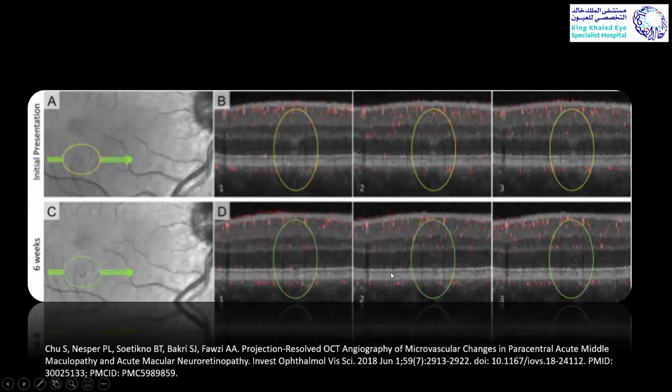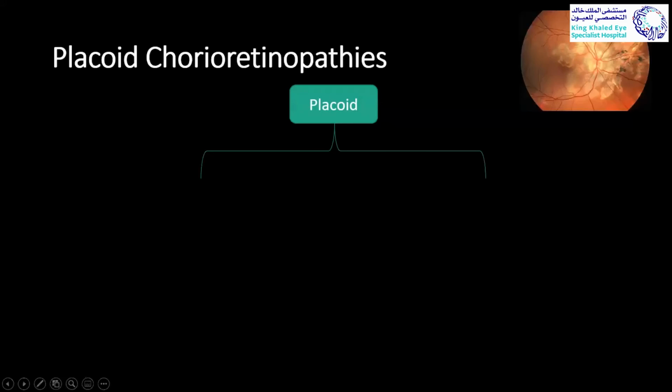With the arrival of NG-OCT, AMN was studied by many papers, and they could localize that the lesion affects the deep capillary plexus. As we can see here, the top one is during the acute stage, and in the lower row, you can see during the follow-up, we can see restoration of the vasculature at the deep capillary layer.